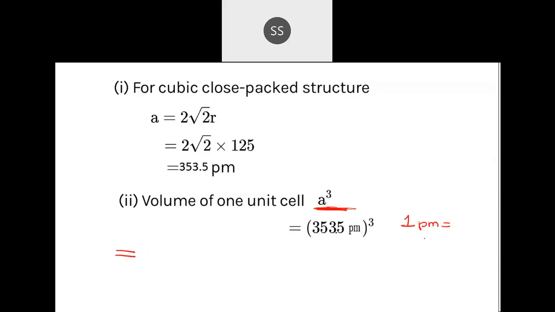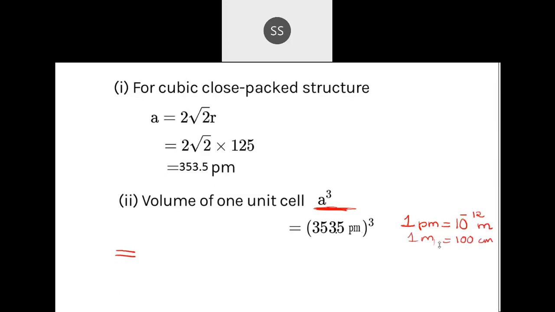You had all these conversions. 1 picometer is 10 to the power minus 12 meter. Remember, 1 picometer is 10 to the power minus 12 meter. Okay, so now this meter has to be converted into centimeter. And you know 1 meter is how much centimeter? 100 centimeter.